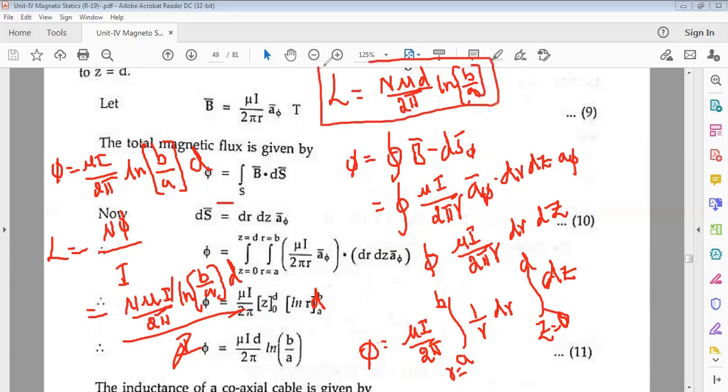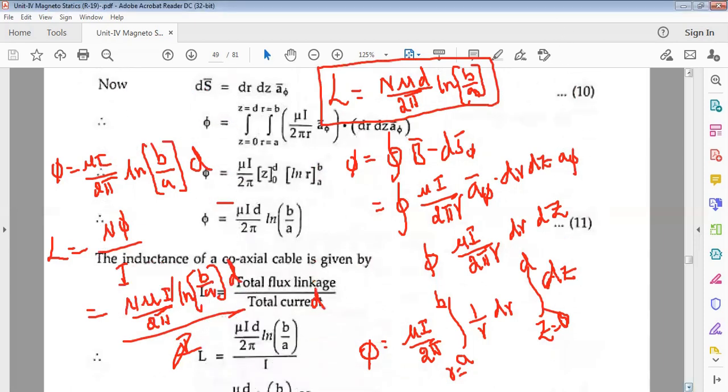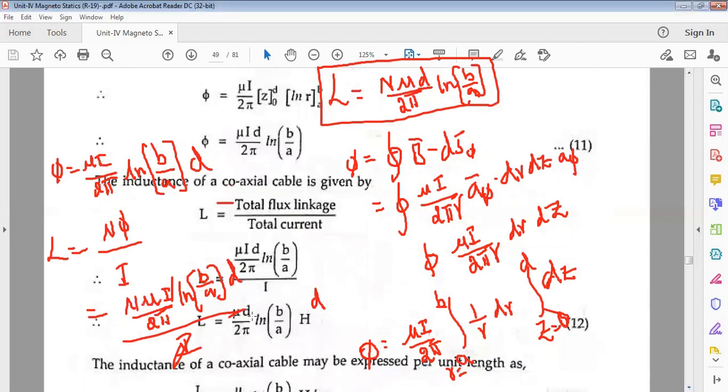The inductance of a coaxial cable. Okay, my dear students. L is equal to. So here there is no N value. In the total flux that we derived here, there is no N, only the phi is there. Here also no N. L is equal to mu D by 2 pi into ln of B by A. Okay, my dear.